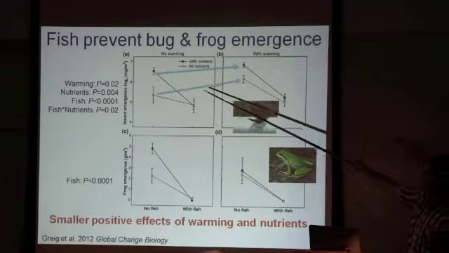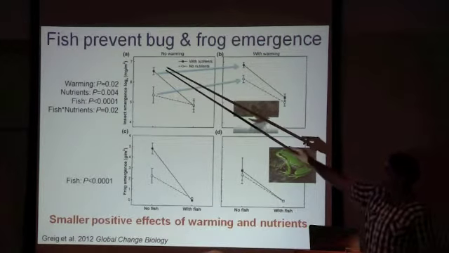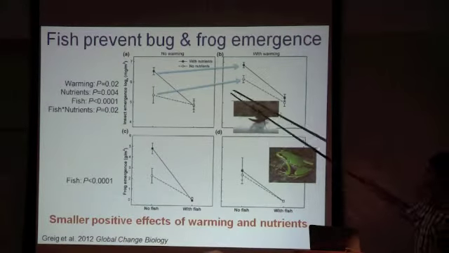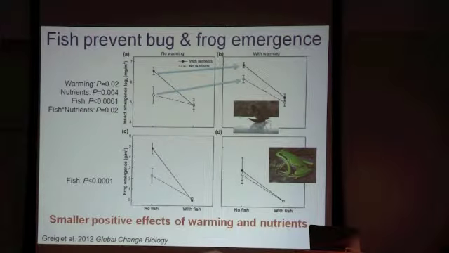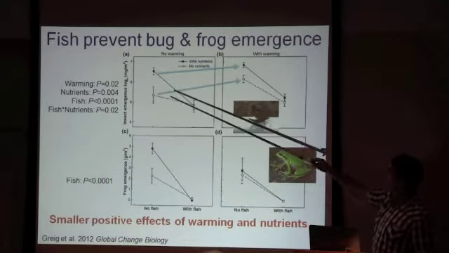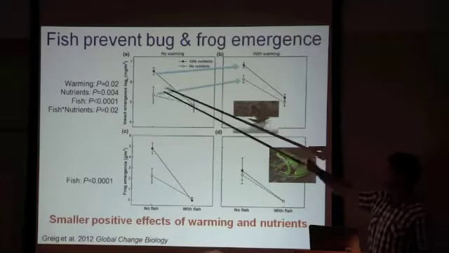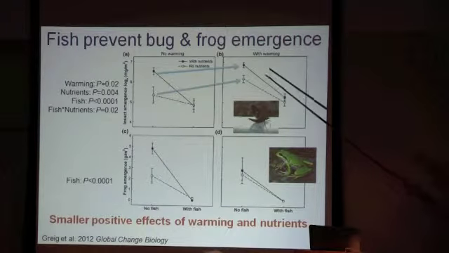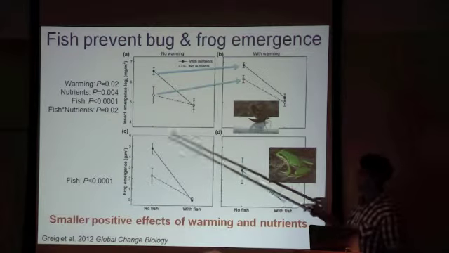In the top here, this is for ambient temperature and warm temperature, with nutrients in black, without nutrients in white, and no fish and with fish. So you can see there's a positive effect of warming on bug emergence. So we get more bugs out when we warm things up. There's a positive effect of nutrients. So we generally get more bugs when we fertilize. And there's a huge negative effect of fish. So the fish eat up all the baby bugs, all the larvae, and prevent emergence of the adults. So they prevent the adults escaping.